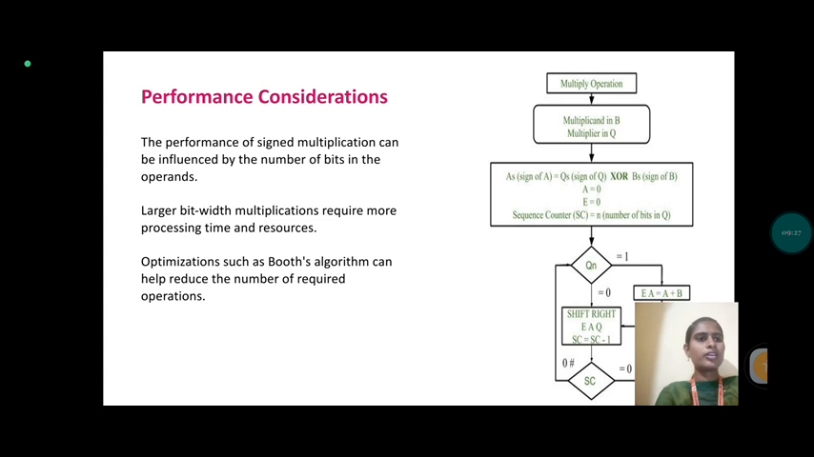First, the multiplying operation. Multiplicand in B, multiplier in Q. The sign of A is equal to Q's sign XOR B's sign. Here A is equal to 0, E is equal to 0. Sequence counter SC is equal to the number of bits in Q. Then Qn, shift right E, A and Q. Then if Qn is equal to 1, A is equal to A plus B.